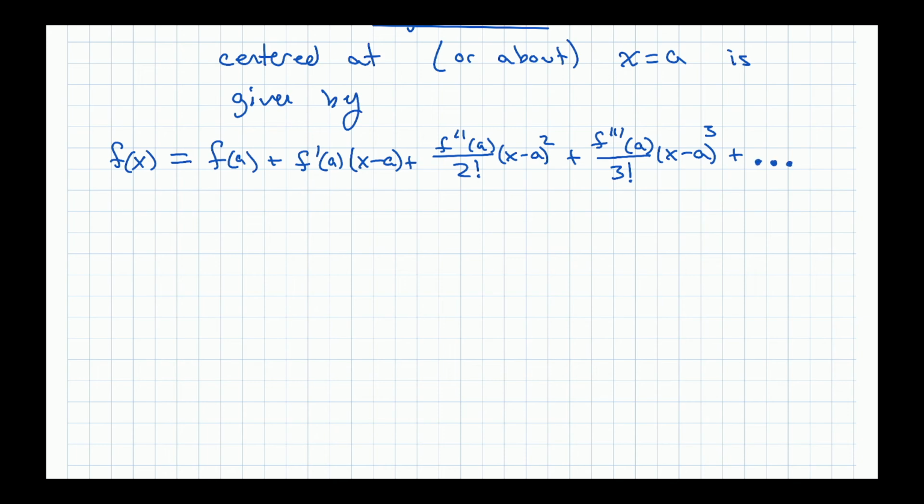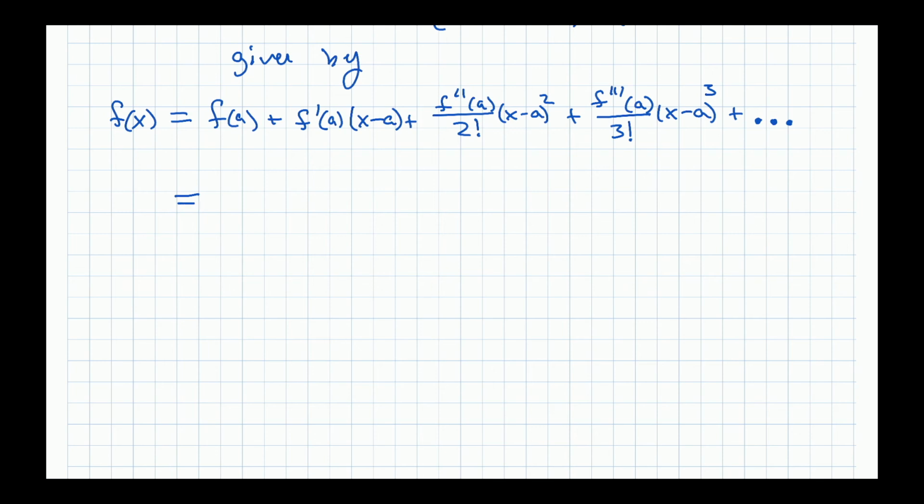That's it. Or you can write it in series notation, and you can say n goes from 0 to infinity. And if you think about what one of these terms looks like, they're all the nth derivative evaluated at a, over n factorial, and then x minus a to the n. All right, that is a Taylor series.